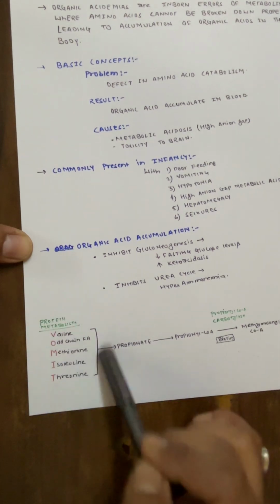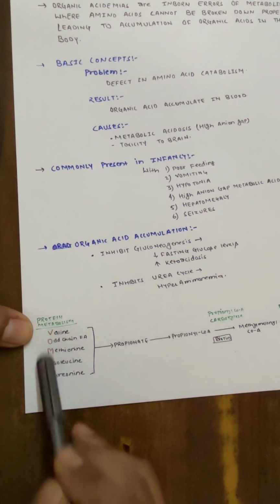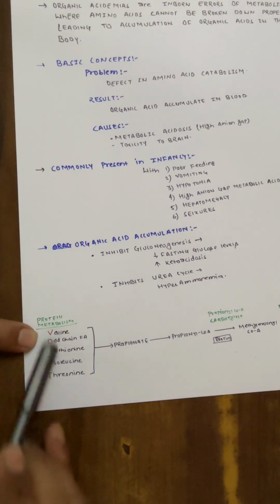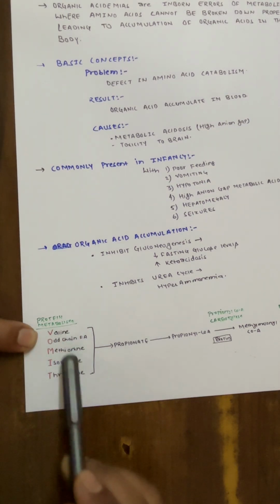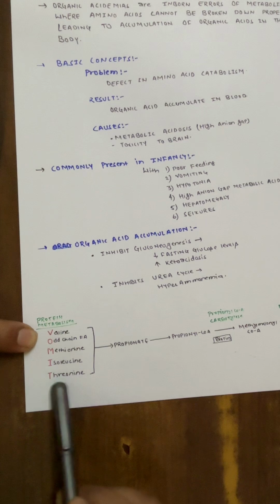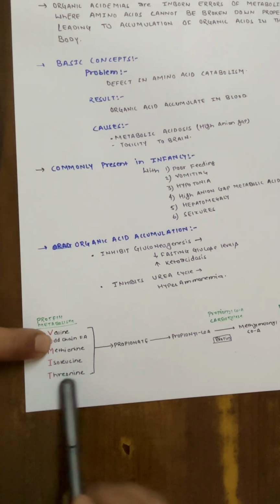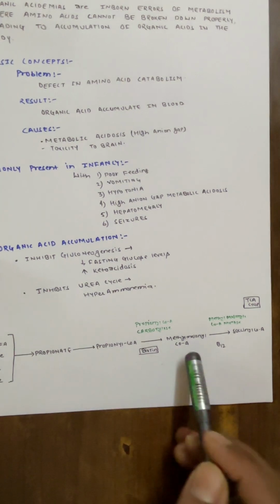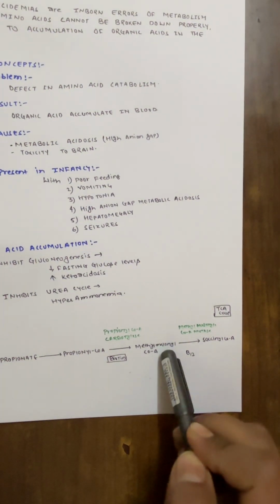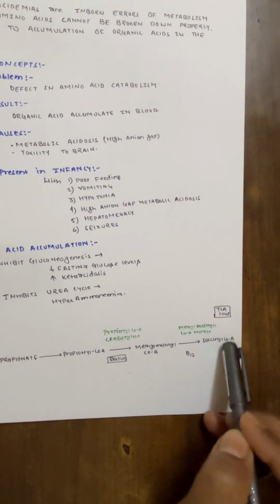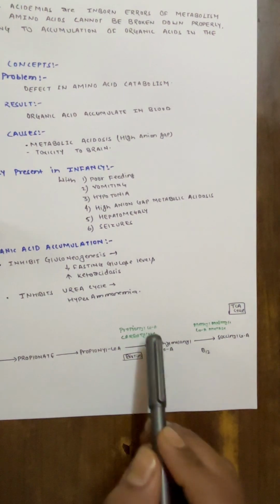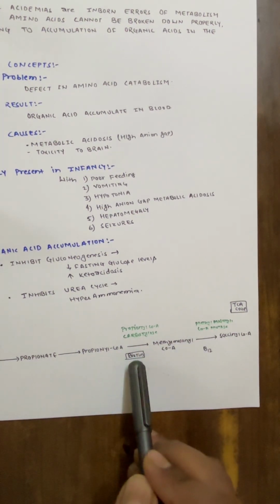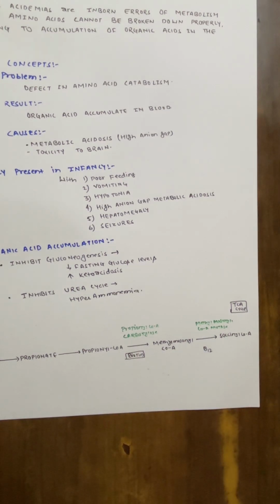Now let's see over here. Suppose these are amino acids, protein metabolism. Just remember this mnemonic: VOMIT. Valine, odd chain fatty acids, methionine, isoleucine, threonine. Valine, methionine, isoleucine, and threonine are essential amino acids. They get converted to propionate, and then propionyl coenzyme A, then methylmalonyl coenzyme A, then succinyl coenzyme A, and this succinyl coenzyme A will take part in the TCA cycle. Over here two enzymes are being used, and here biotin and here vitamin B12 are used.